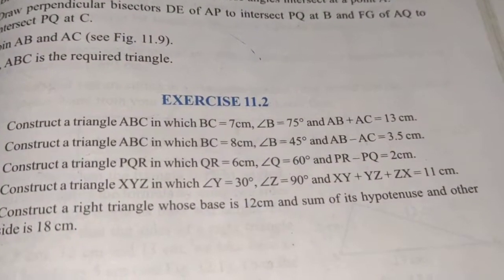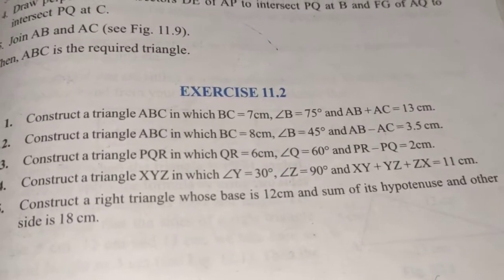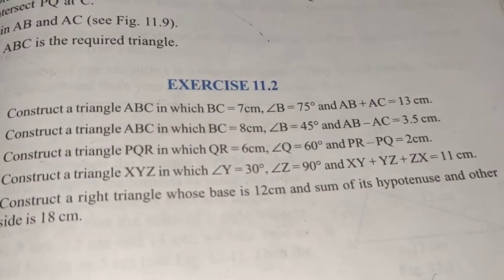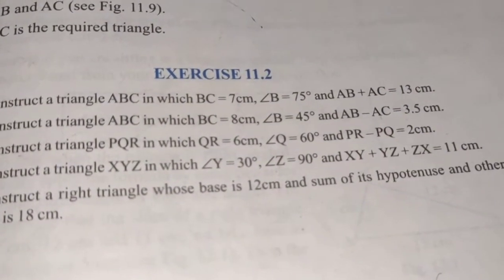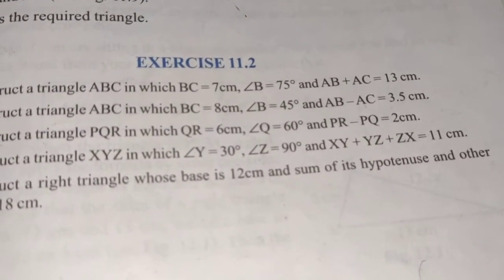Good morning, students. Today we will start with exercise 11.2. We will start with question number 1. Construct a triangle ABC in which BC equals 7 cm, angle B equals 75 degrees, and AB plus AC equals 13 cm.